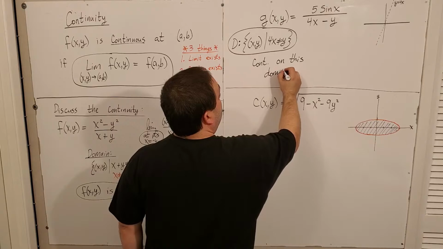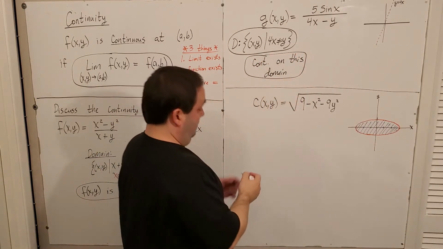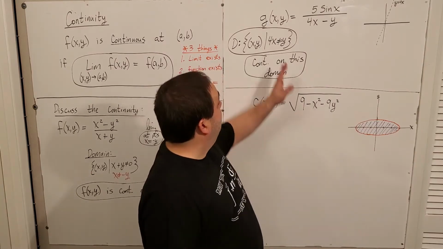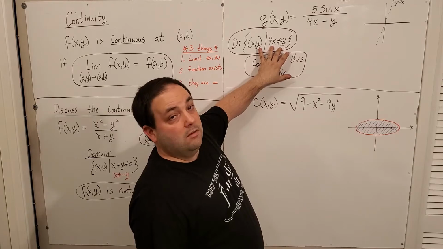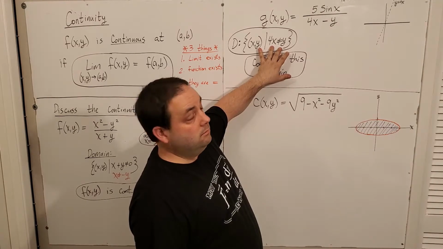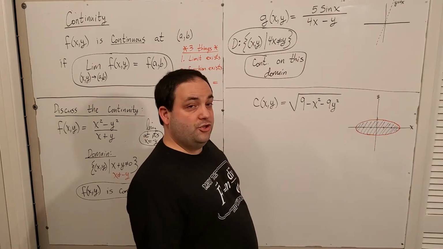which means it's going to be discontinuous at any of the points x, y that are on this line, y equals 4x. Okay? But it's a different kind of discontinuity. That's why I wanted to show you it.